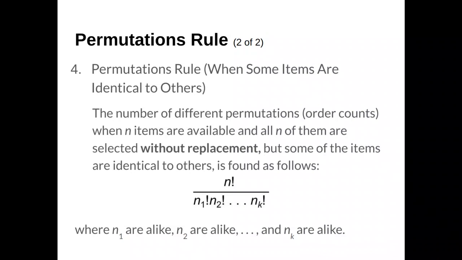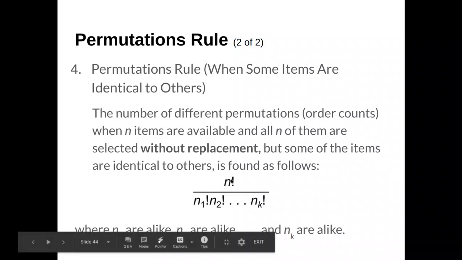But let's just say I have the letters A, B, and C, but I have 3 A's, 2 B's, and 1 C. That means I have 6 total items. So I would do 6 factorial. I have 3 A's, so I would divide that by 3 factorial. I have 2 B's, so I would also have a 2 factorial in the denominator.